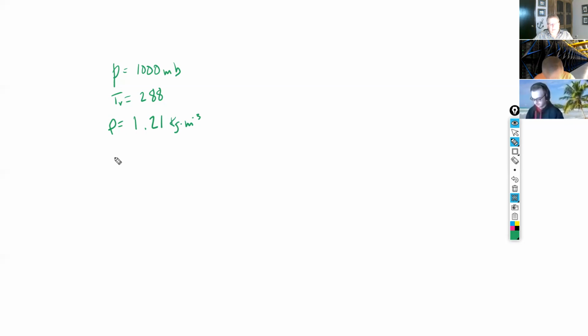So now we go up 10 millibars, or down. Let's just go down 1 millibar, 999 millibars. The density, we're going to say, is still 1.21 kilogram per meter cubed. What is the new virtual temperature now? It would be 99,900 divided by 1.21 divided by 287. And we would get 287.67.